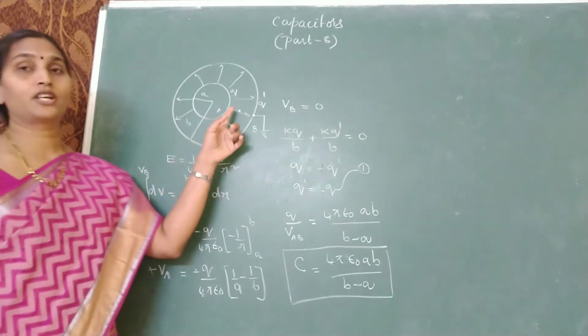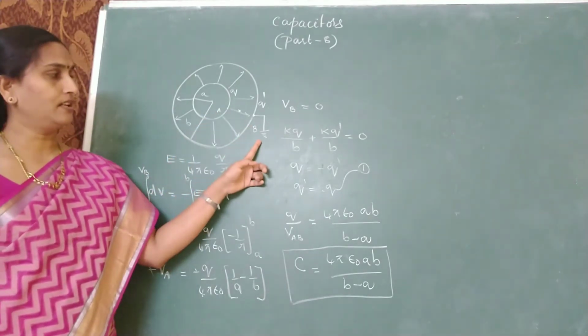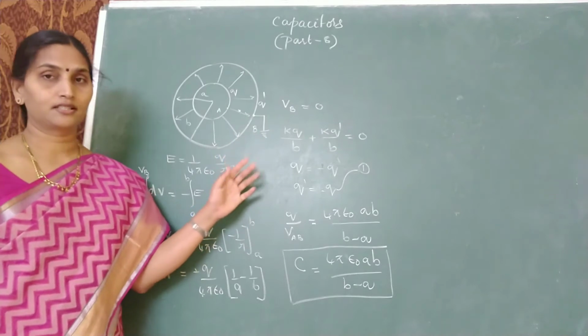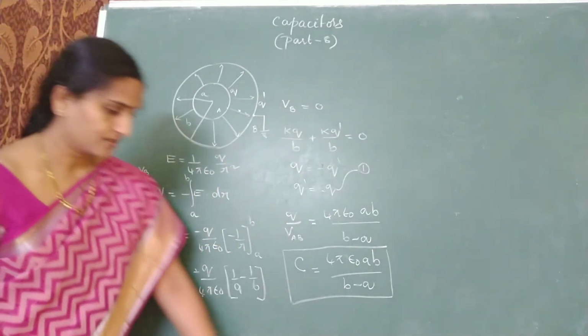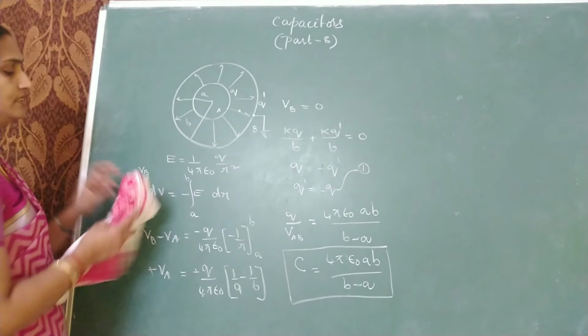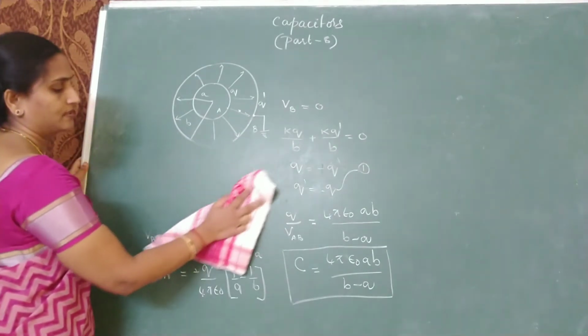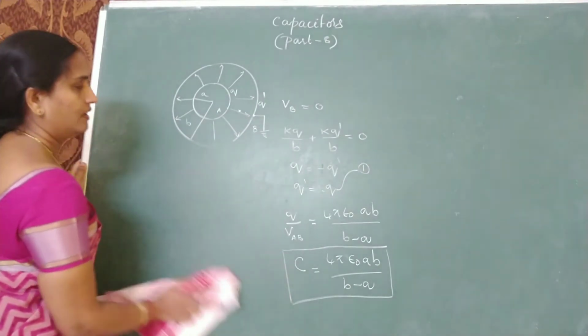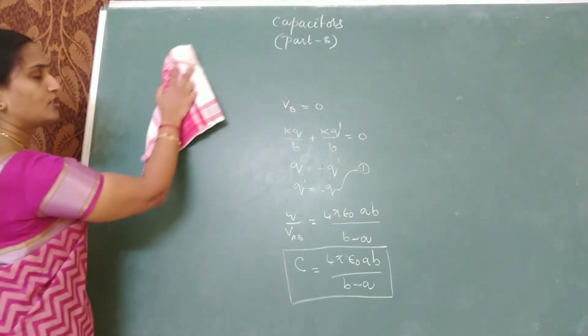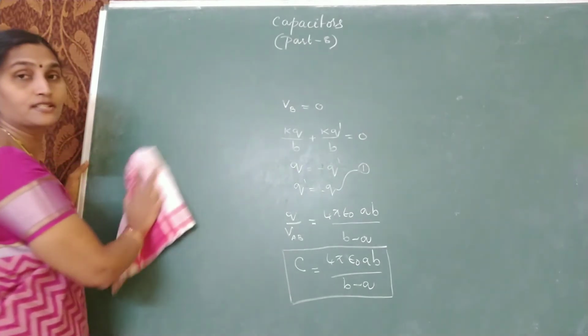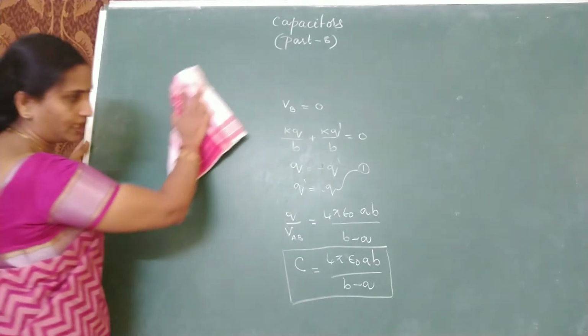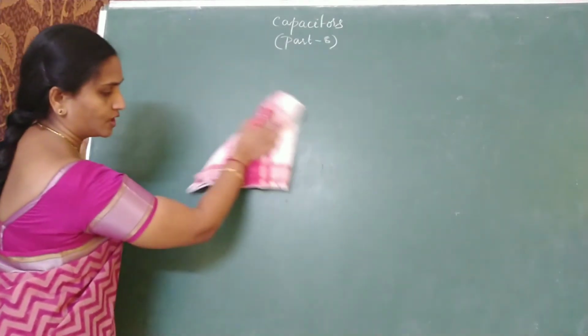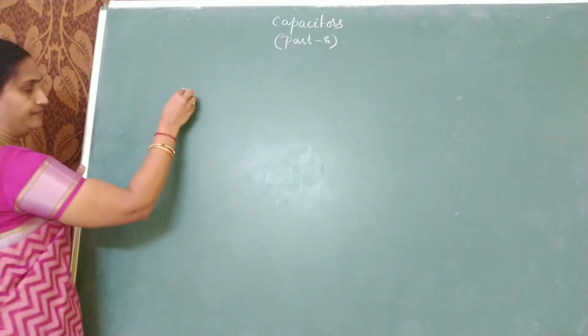If the inner shell is given a charge Q and the outer surface is being earthed. Now exactly opposite. Okay, what will be the capacitance if the outer shell is given a charge Q and the inner surface is being earthed? Okay, case 3 of spherical capacitors.